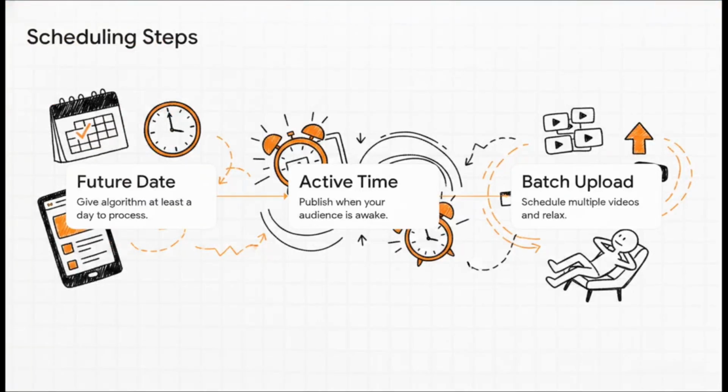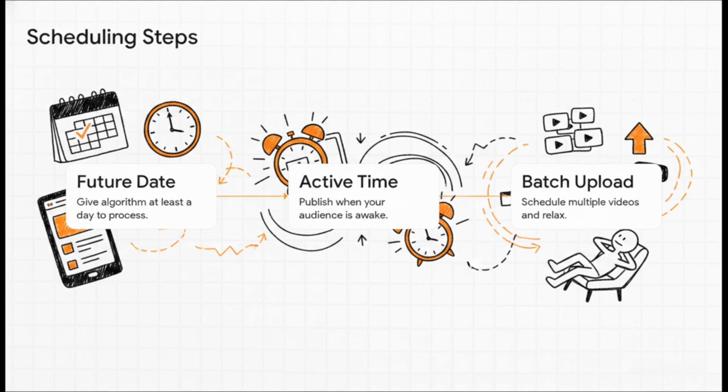Next up, section 4, the perfect scheduling formula. Let's see how this all builds into a totally bulletproof process. Step 1. Set a future date. The source specifically advises giving the machine at least a full day. So don't just schedule it for 3 hours from now, schedule it for tomorrow or even the next day. This guarantees the algorithm has ample time to do its thing.